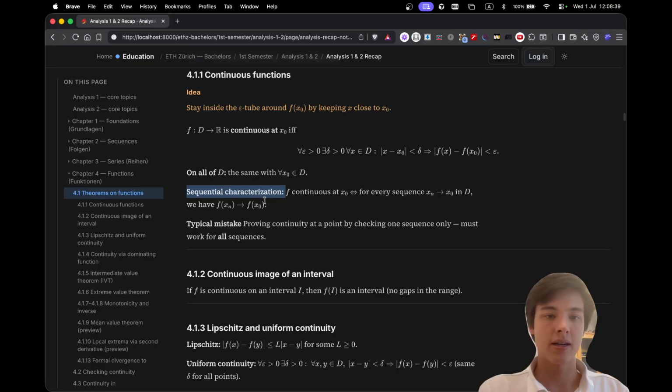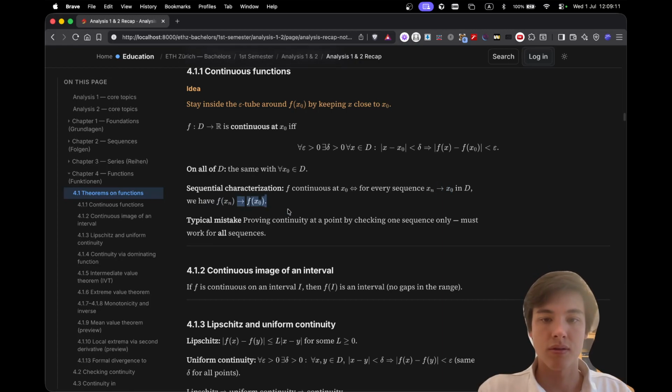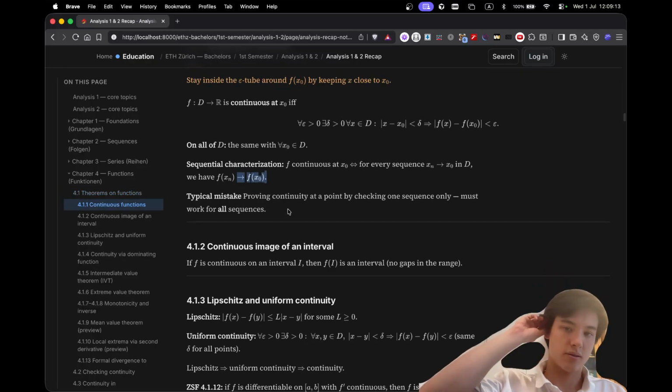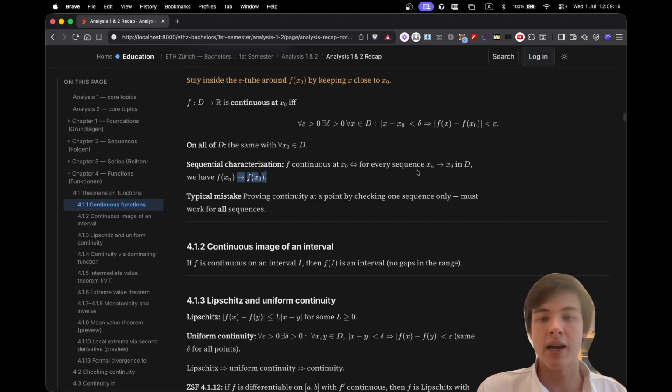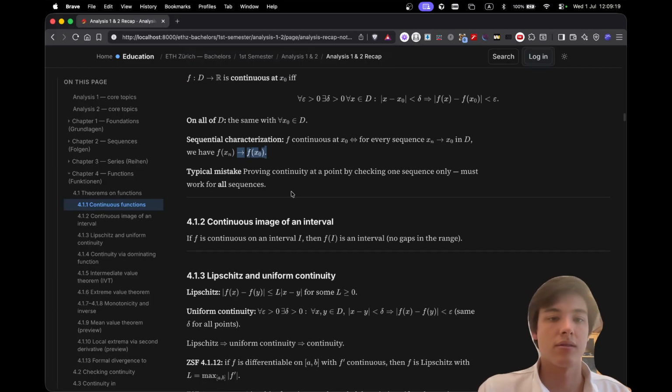Sequential characterization. If f is continuous at x0, then for every sequence xn in D going to x0, wait, if f is continuous, and then for every sequence, so I guess it's a function sequence, yeah, it also goes towards it, or not a sequence, the x values as they near x0, f of x nears f of x0.